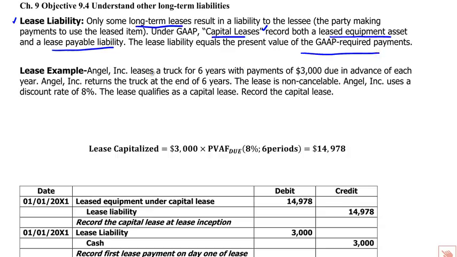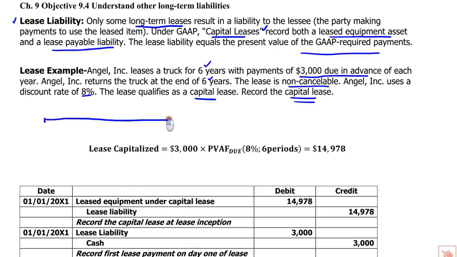Okay? So in this example, Angel Incorporated is leasing a truck for 6 years. They return it at the end of 6 years, and they make payments in advance, which is typical of a lease. If you ever rented an apartment, you don't pay at the end of the month for the current month. You pay at the beginning for the next month. The lease is non-cancelable. It uses a discount rate of 8%. If we're going to calculate a present value, you need a rate. And it qualifies as a capital lease. So there's the word you need to know. A capital lease is the one that's recorded.